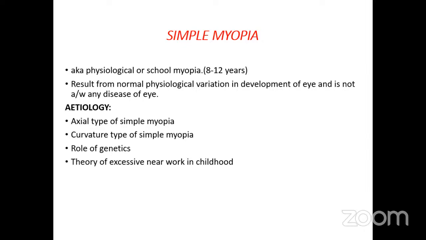Etiologically, it is of axial type, curvaceous type. Role of genetics is there, as the children with both the parents myopic have 20% chances, and the children having one parent myopic have 10% chances of developing this myopia. And theory of excessive near work in childhood is there.